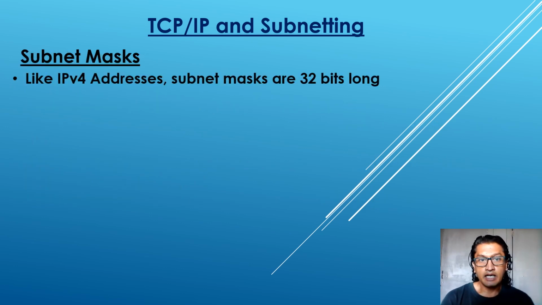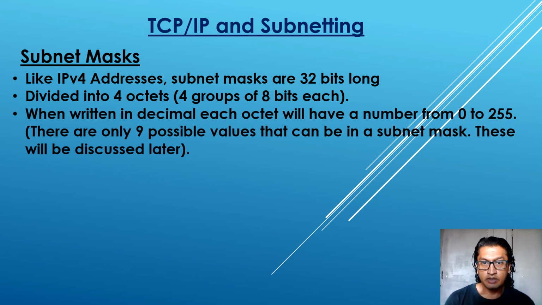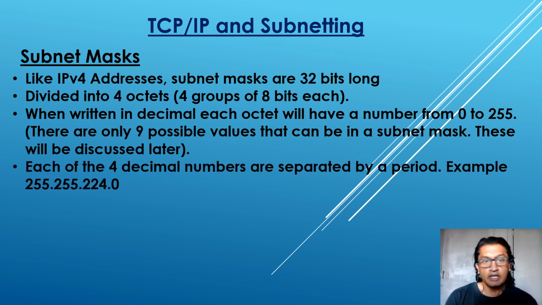Subnet masks, like IPv4 addresses, are 32 bits in length and also divided into 4 octets. When written in decimal, each octet will have a number from 0 to 255. There are only 9 possible values that can be in a subnet mask, and these will be discussed later. So unlike an IP address, which can have any value between 0 and 255, subnet masks can only have certain values, and we're going to look at those values in some of our other videos. Each of the 4 decimal numbers are separated by a period.